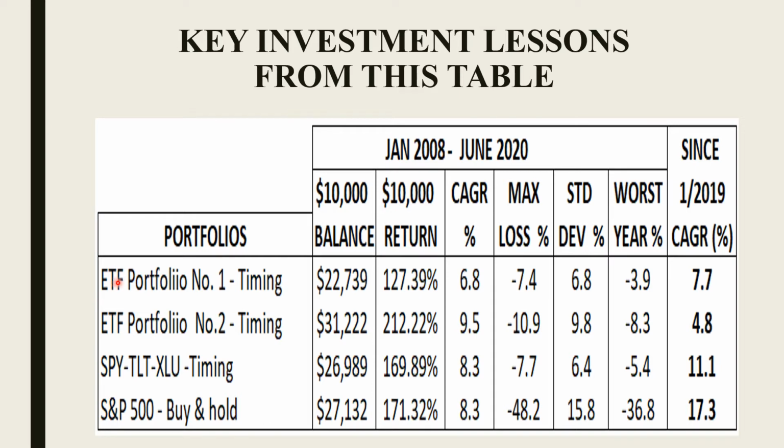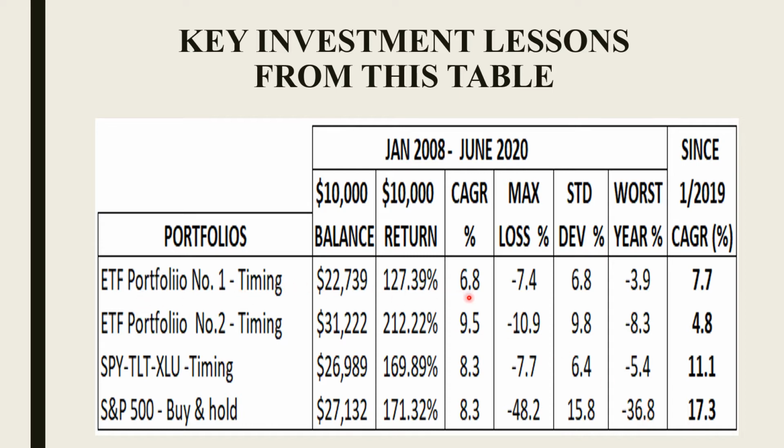Now, the portfolio number one. By the way, for these three portfolios, the simple model was to hold the ETF as long as they are above the 200-day moving average, and sell them if they are below the 200-day moving average at month end. So this is a conservative portfolio. Notice how the return is 6.8%, the loss is only 7.4%, very low volatility compared to that of the S&P 500, and the worst year loss is much, much less than that of the S&P 500.